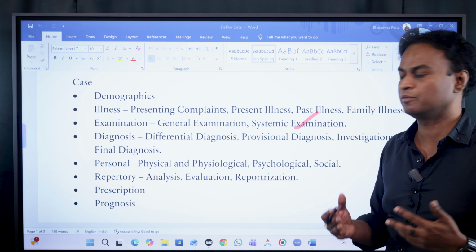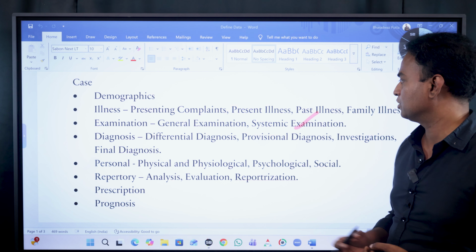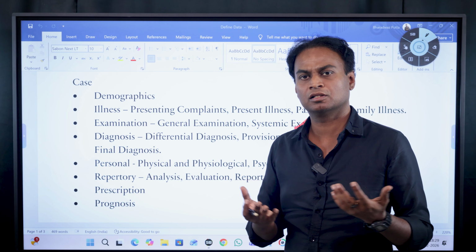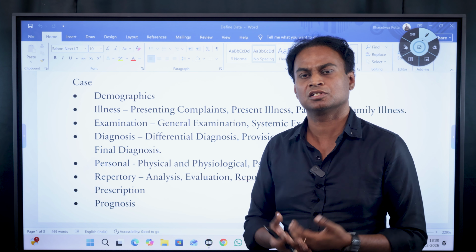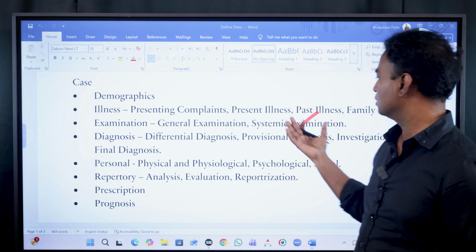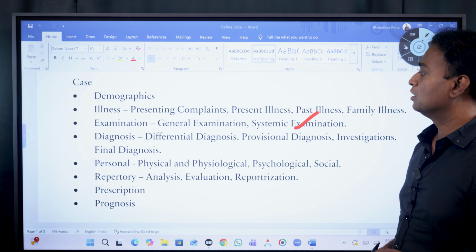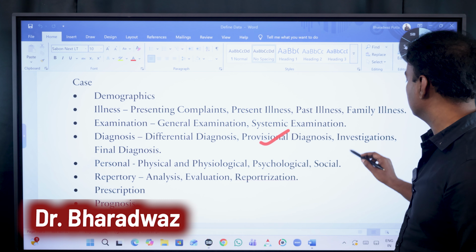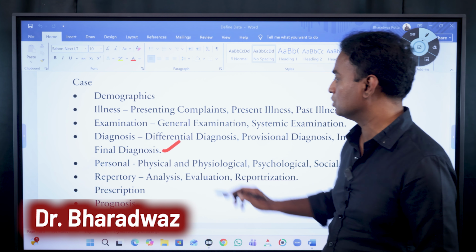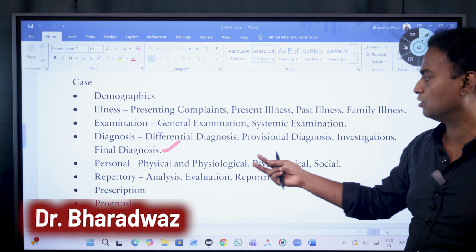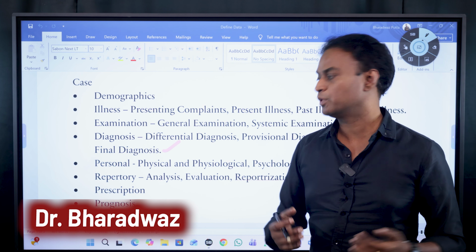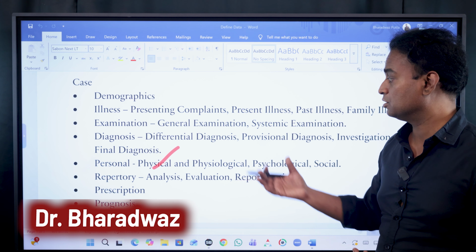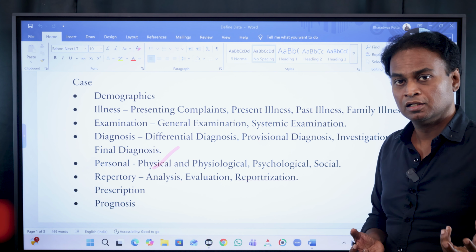General examination: height, weight, BMI, all those come under general examination. Systemic examination is system wise: respiratory system, reproductive system, digestive system, nervous system, what are all the information you are collecting, all that comes under systemic examination. Next one is diagnosis, all your diagnosis: the differential diagnosis, provisional diagnosis, investigations, final diagnosis. Even investigations come under data. All this is data. Next comes personal history, physical and physiological history. This is mainly for homeopathy patients. How he is reacting to cold.